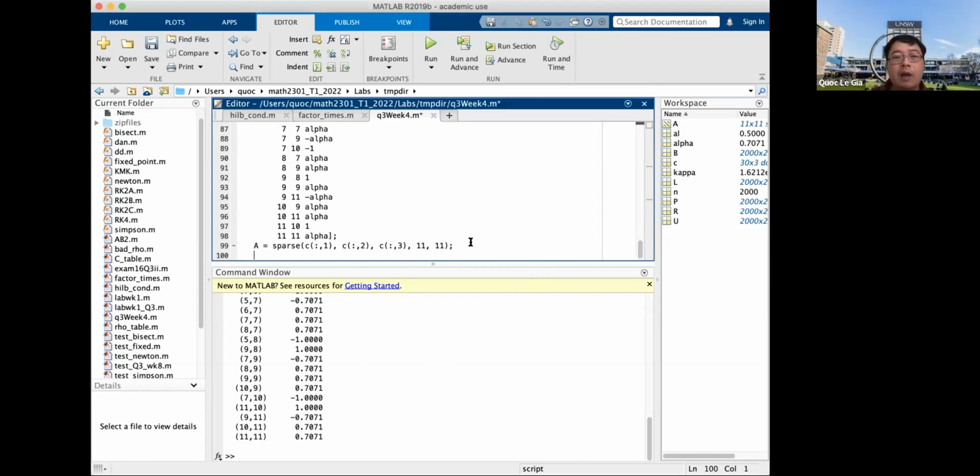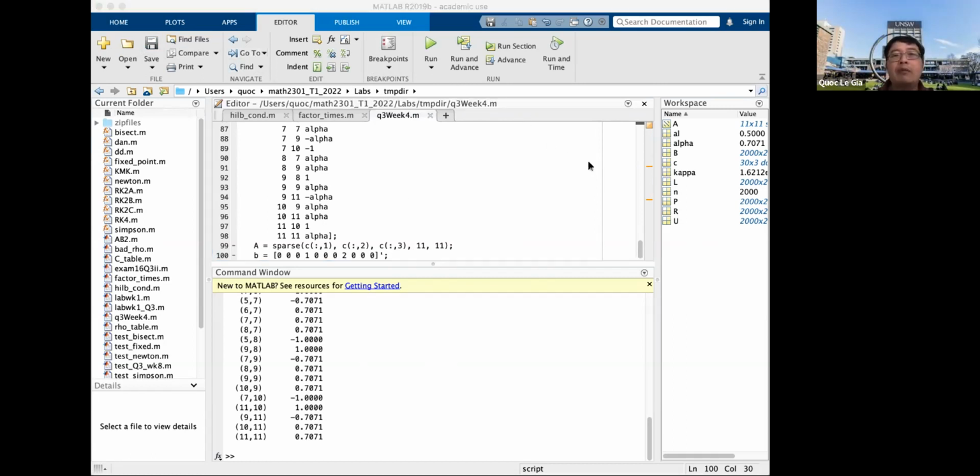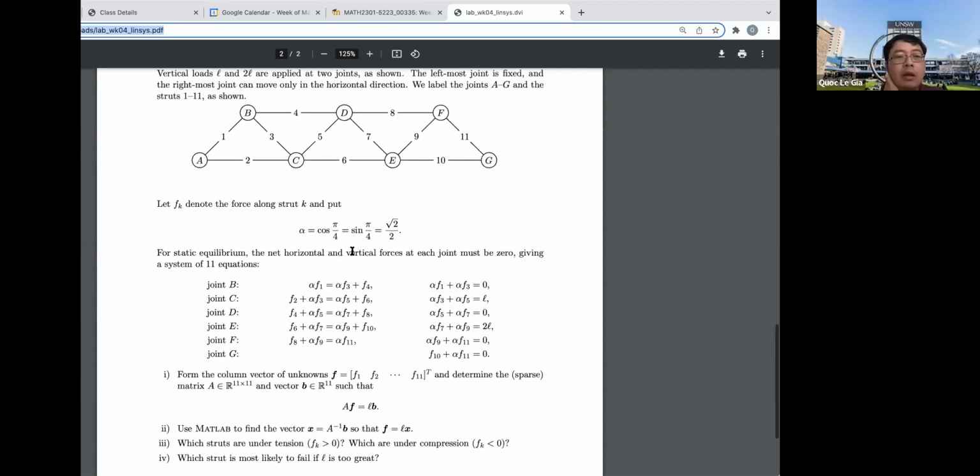Where does the value of alpha come from? Very good question. Let me go back to the question. Yes, alpha is the angle of the semi-vertical beams. So if you go back to the figure, alpha is just cosine of 5/4.